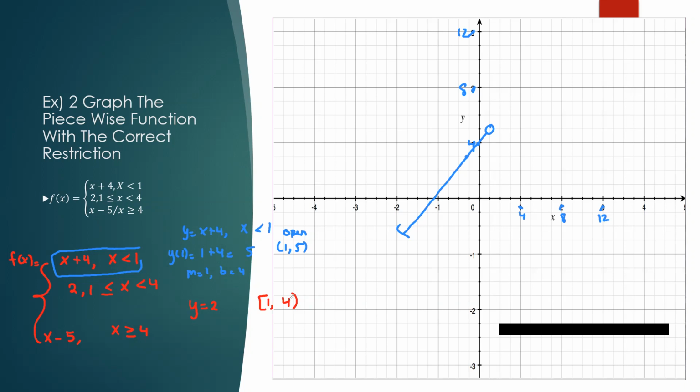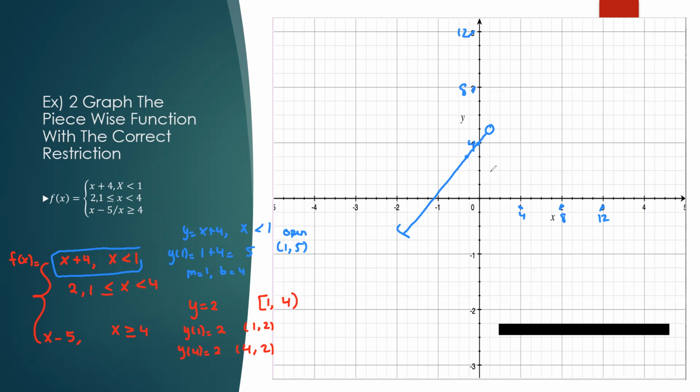So the good news about this is it's an easy line to graph. Y equals 2 is a horizontal line. Well, first, if you plug in 1 into the function, you're still going to get an output of 2. So you have a coordinate at 1, 2. And then if you plug in 4, you're still going to get 2. So you have a coordinate at 4, 2.